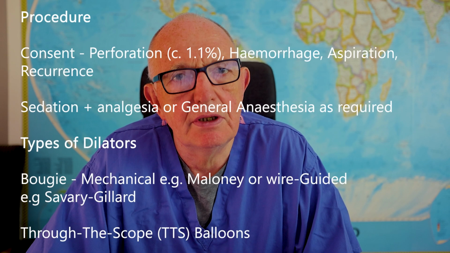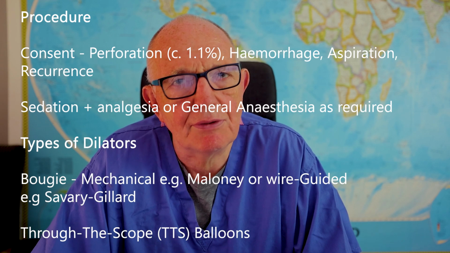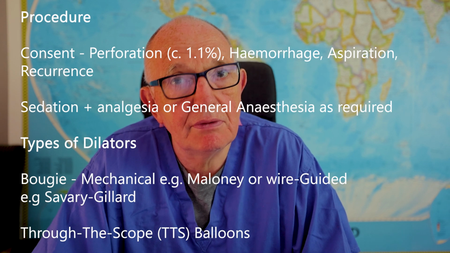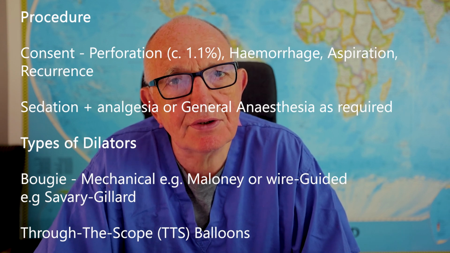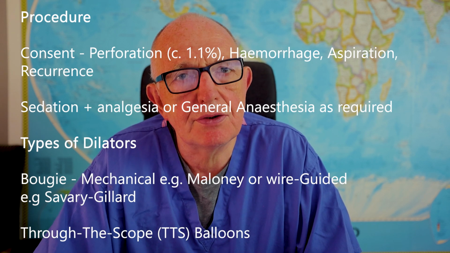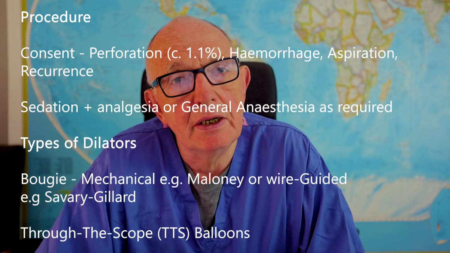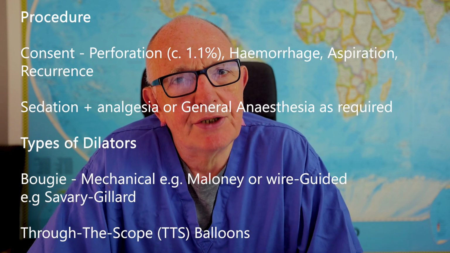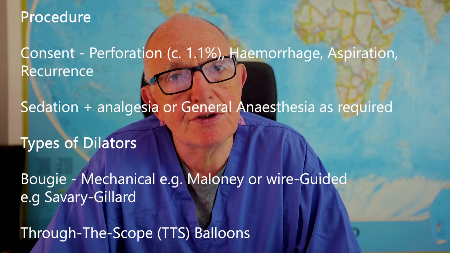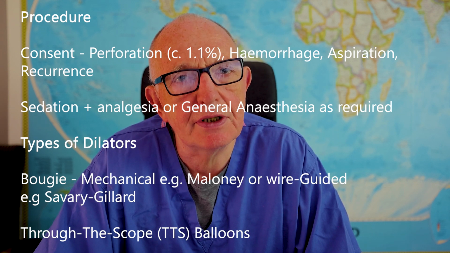So going on to the procedure, first of all, obviously you need to consent the patient, and you'll need to discuss a bespoke level of risk with the patient. The most outstanding one being perforation, at around 1.1%, as discussed previously. And you will have also agreed with the patient whether they are going to be done under sedation or under a general anaesthetic, depending upon the stricture and patient's preferences and your own preferences, depending on the degree of difficulty of dilating the stricture.